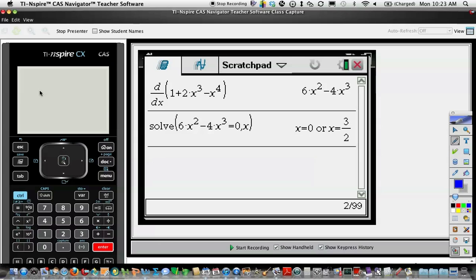No commentary on how long it took David to type that in. But think about how easy it was. Probably faster to go through and do this algebra than it would have been to sit there and type it on your calculator. Okay?